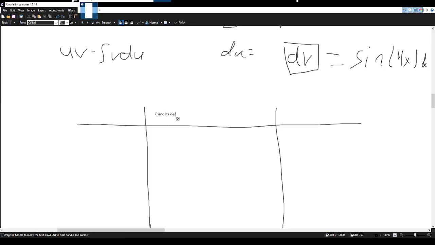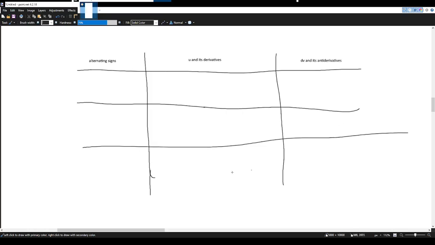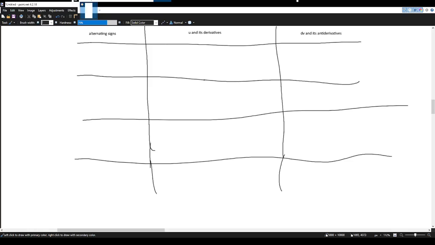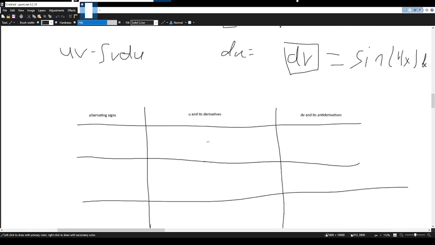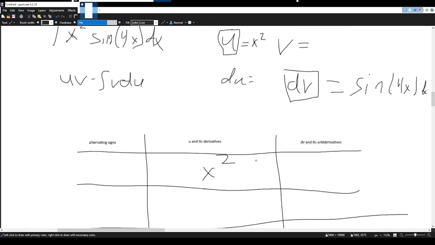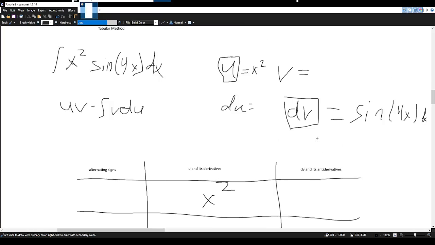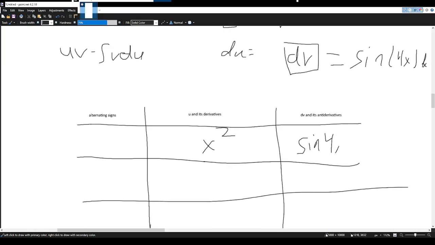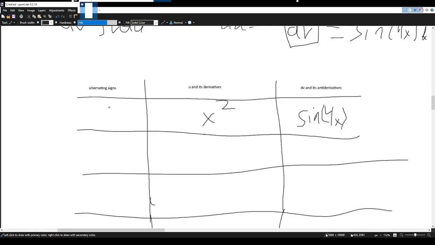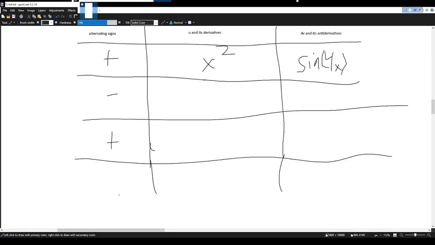U and its derivatives. And then this will be dv and its antiderivatives. And then this will be alternating signs. So basically, let me give myself some more rows here. We're going to start with putting u right here. Of course, u is x squared. And we're going to put dv right here. We know dv is sine 4x. All right, and we're going to have alternating signs, which just means plus, minus, plus, minus.